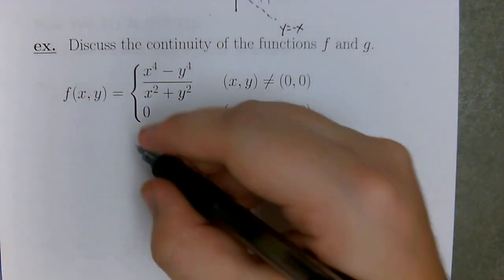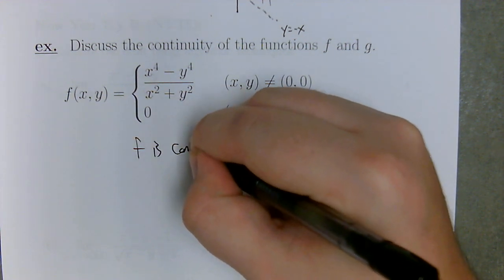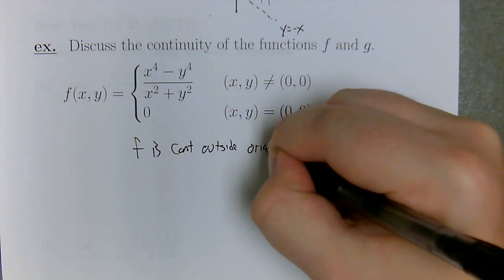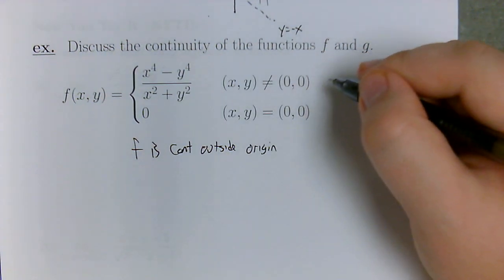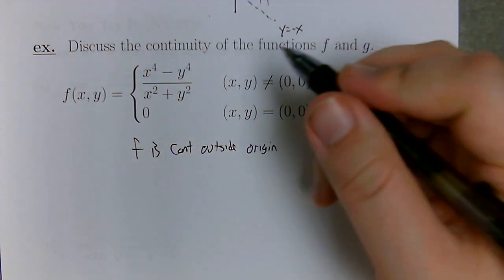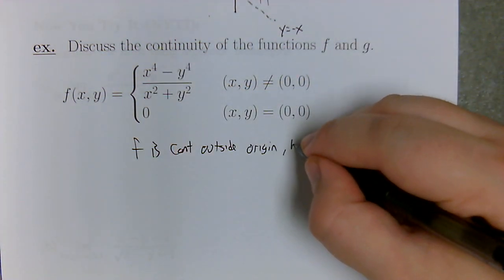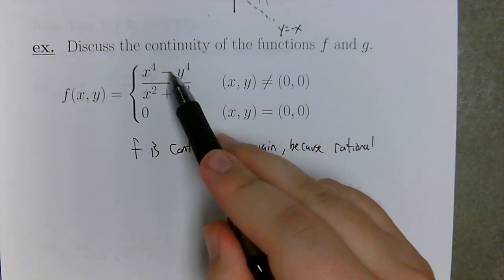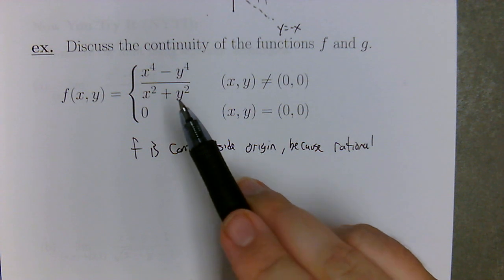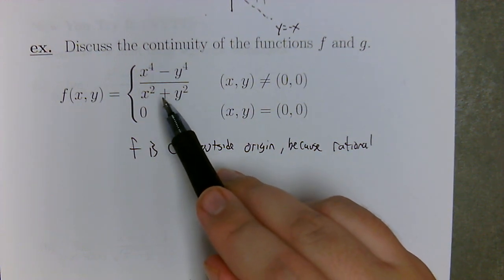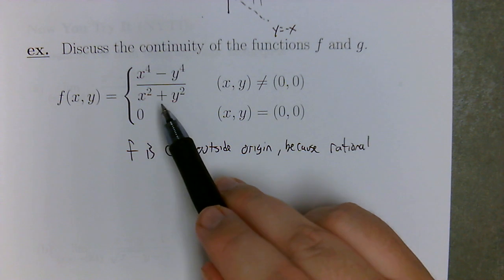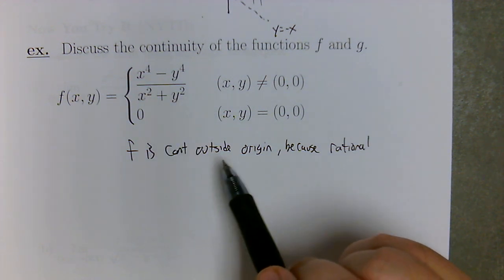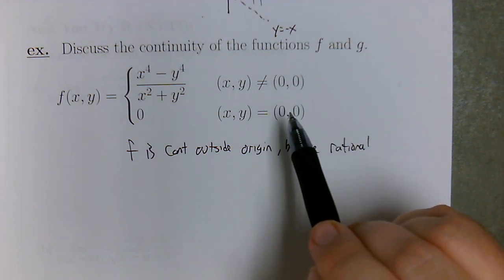Well, first of all, this function is continuous outside the origin. So if we're in this mode right here, we're automatically continuous. And why is that? Well, this is a rational function, and rational functions, a polynomial over polynomial, are always going to be continuous so long as their denominator isn't 0. But as long as we're not at the origin, there's no way our denominator could be 0 right here. So we know we're going to be continuous everywhere at least, except maybe at the origin.